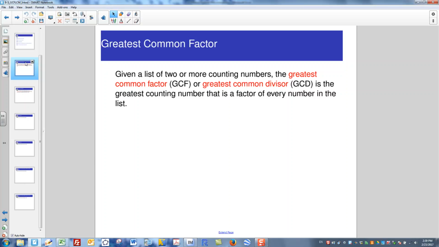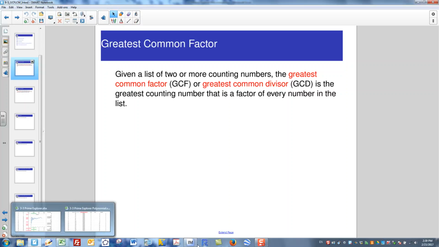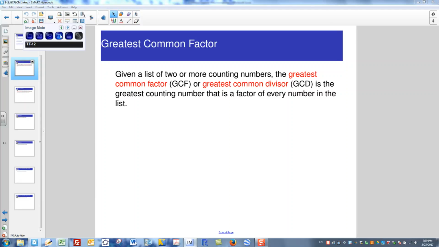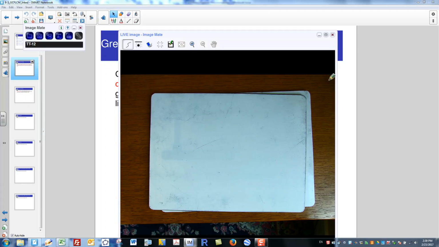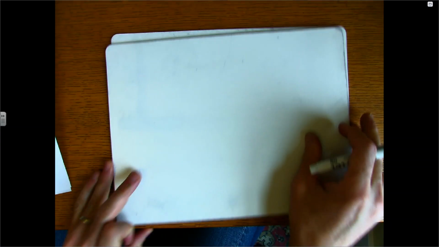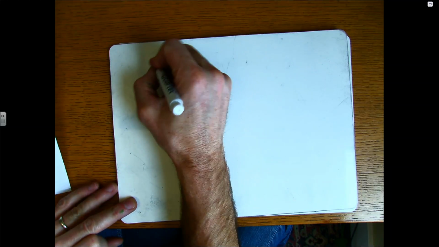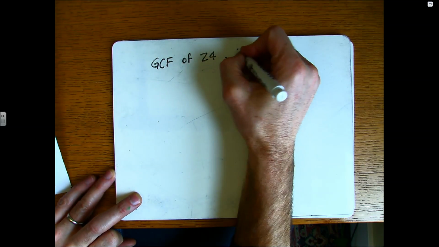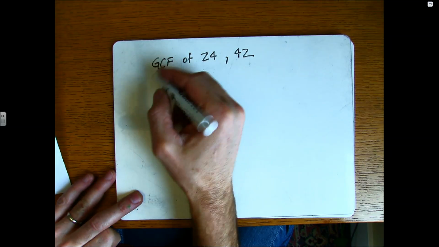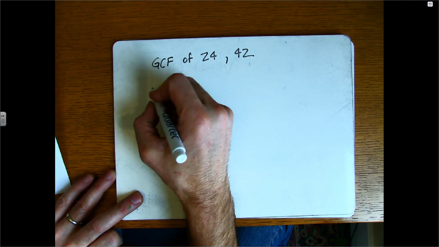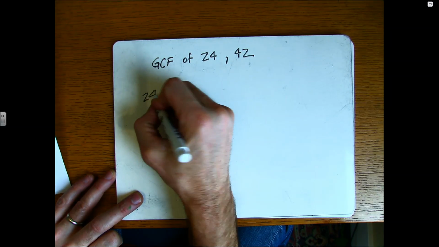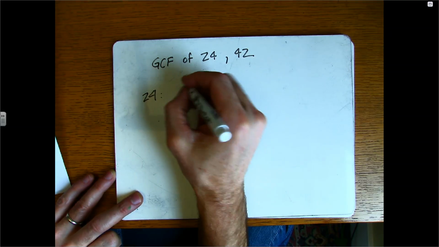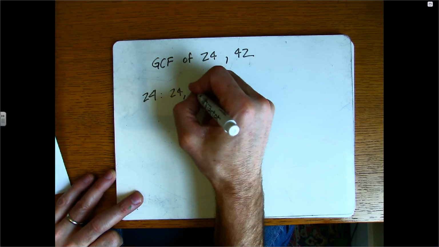So let's go ahead and talk about an example here. What if we did something like 24 and 42? So what does that look like? If we want to find the greatest common factor of 24 and 42, we would first write the factors of 24.